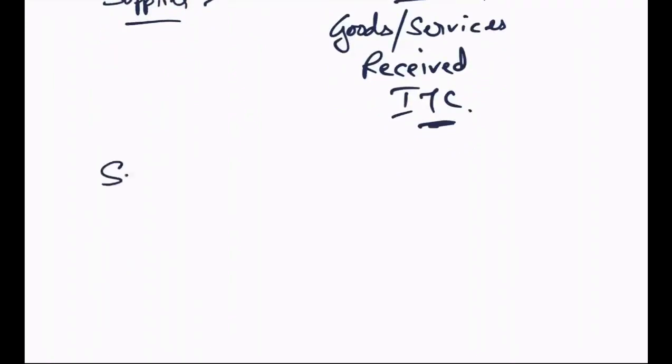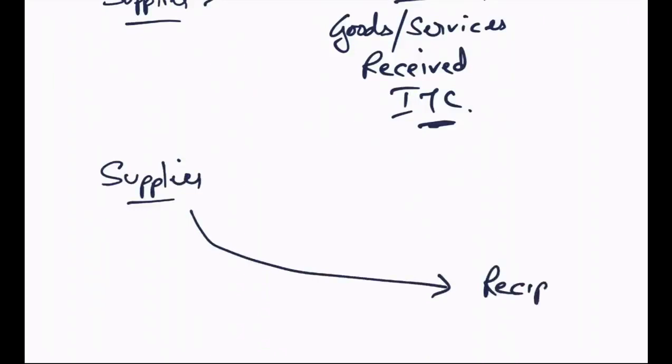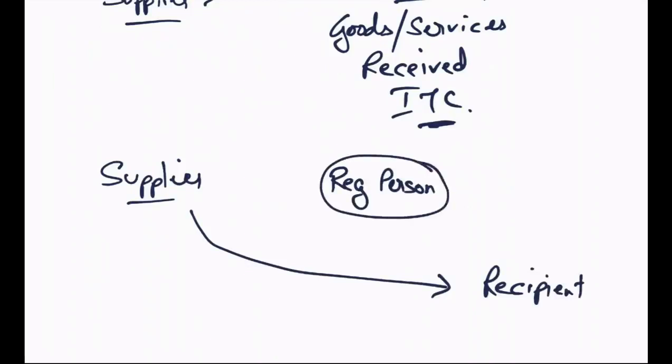Now there is a case where the supplier actually sends the goods to a recipient, but on the direction of a registered person. So here there is a registered person in between, and this registered person, maybe Mr. X, directs the supplier, who can be Mr. A, to supply goods to recipient Mr. Z. So X is asking A to supply goods to Z. So in this case, what happens is that this Mr. X is also involved in the transaction.